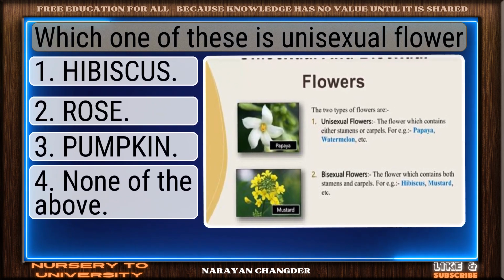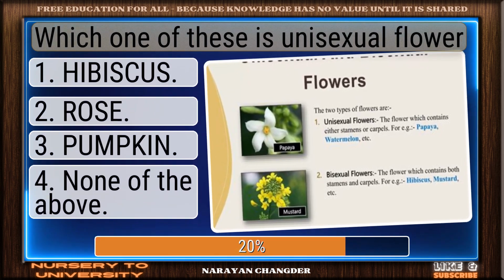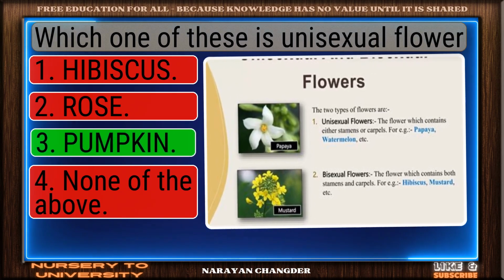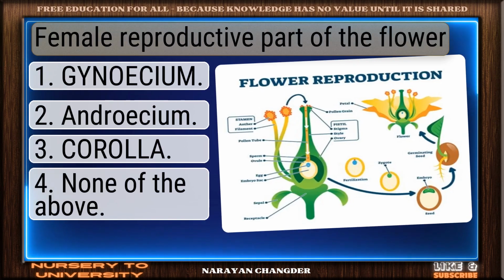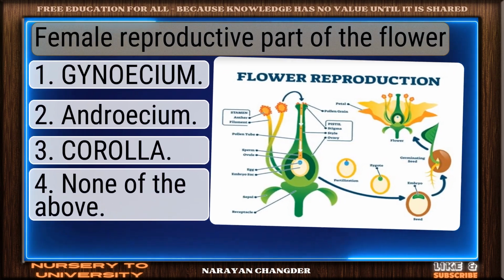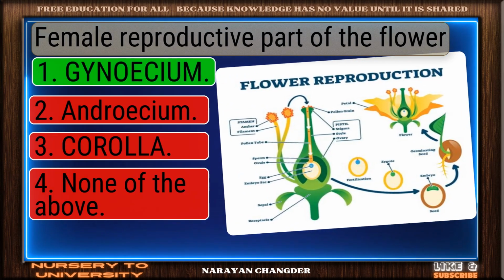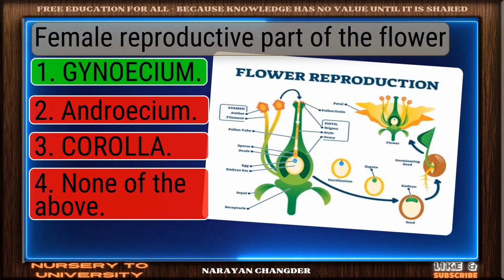Which one of these is a unisexual flower? Great job. Pumpkin is the accurate answer. Female reproductive part of the flower. You're right. Gynoecium is the correct answer.